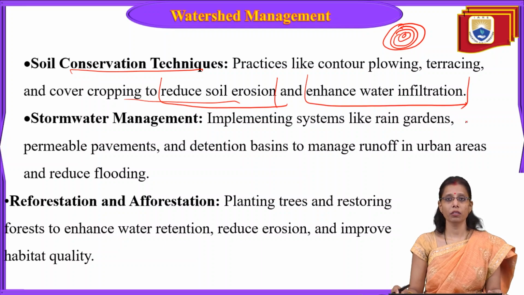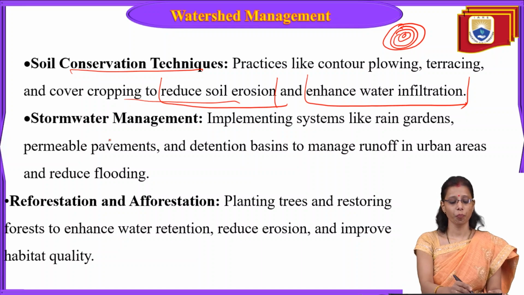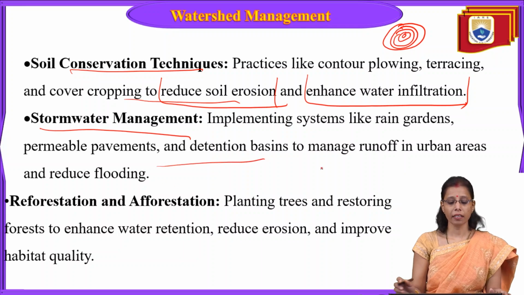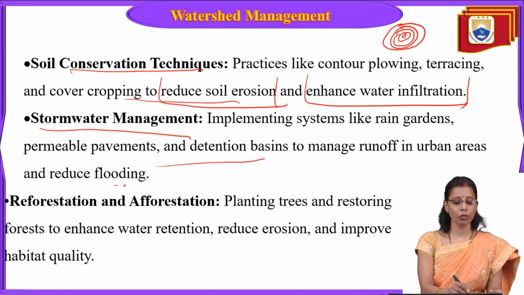How? Because the top layer of the soil holds the water. As the soil and the vegetation are present in such a region, it will hold the water there itself and enhance the water infiltration. Now, stormwater management: implementing systems like rain gauges, rain gardens, permeable pavements, and detention basins to manage runoff in urban areas and reduce the flooding.